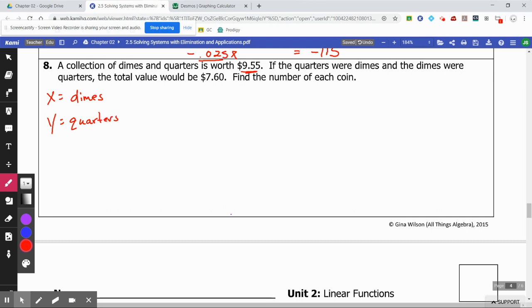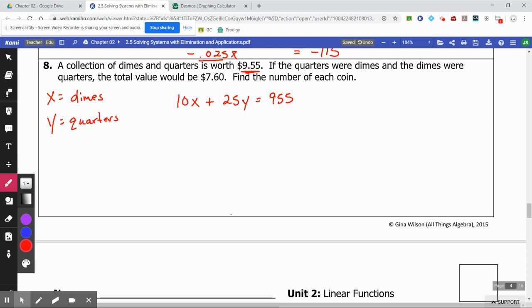And this one's a little tricky. The collection's worth $9.55. I know that each dime is worth 10 cents, so we're going to do 10x so I don't have to worry with decimals. I know that each quarter is worth 25 cents, so we're going to do 25y's. And if we're going to do it in cents, then that's going to equal a total of 955 cents.